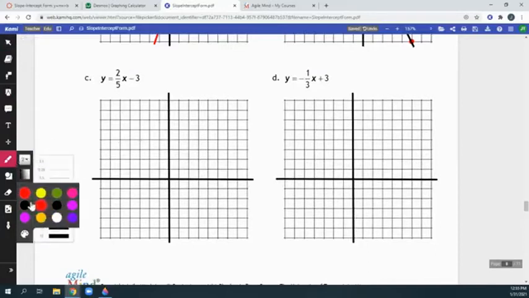Negative 3. Well, that's going to be my y-intercept. So I'll go down to negative 3, 1, 2, 3. In fact, I'll put in this y-intercept as well. That one's positive 3. 1, 2, 3. Next, I need to notice this. This means up 2 and over 5. Okay, so let's go up 2 and over 5. Up 2, 1, 2, 3, 4, 5. And going back the other way, it'd be down 2, and 1, 2, 3. So this is going to go like so.